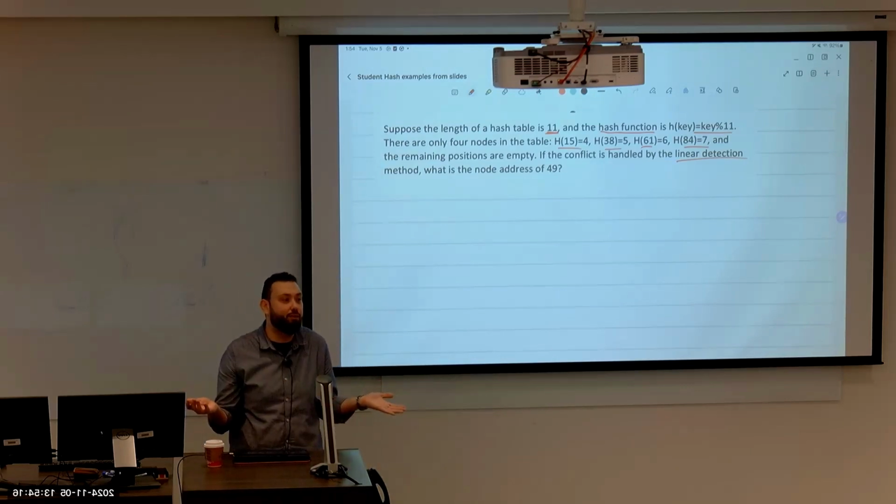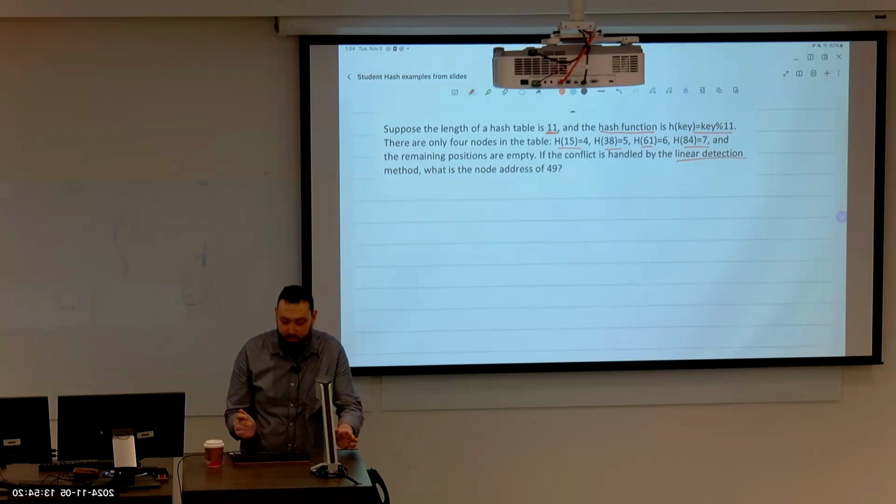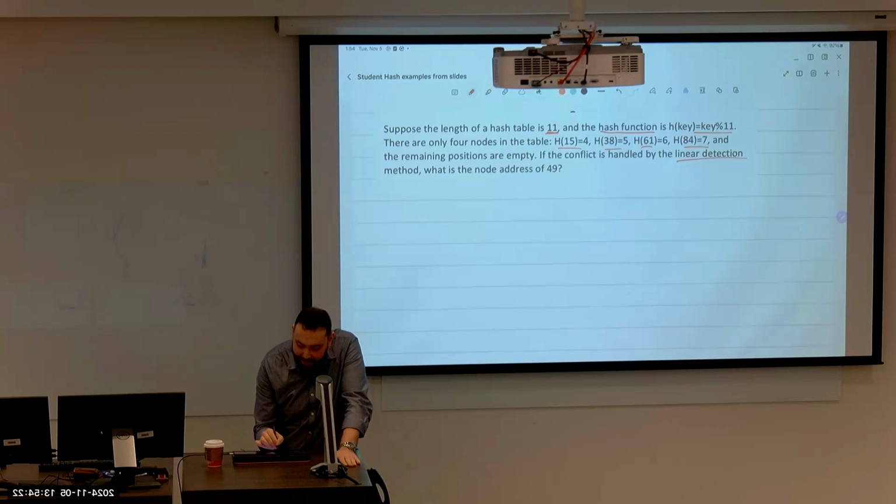So the first thing, don't get confused, don't freak out. You say, oh, you didn't give us a table. But can we do the table? Let's do the table. If the hash table size is 11, that means I'll just have indices 0, 1, 2, 3, 4, 5, 6, 7, 8, 9, 10, right? So you build it yourself.